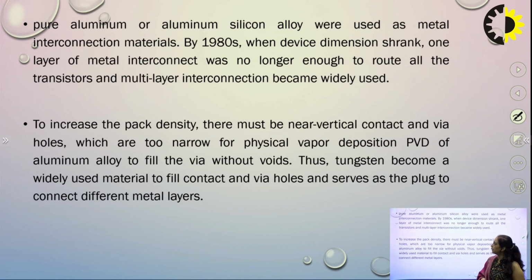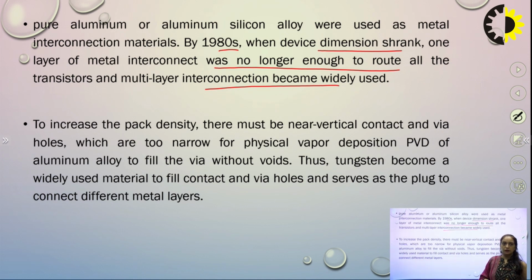By 1980, when device dimensions decreased, one layer of metal interconnects was no longer enough to route all the transistors, so multi-layer interconnections were needed, because we are using millions and billions of transistors. Only a single layer of metal line is not sufficient, so we increase the metal lines. To increase the packing density, there must be near vertical contacts and vias and holes which are too narrow for physical vapor deposition, or PVD, of aluminium alloy to fill without voids.